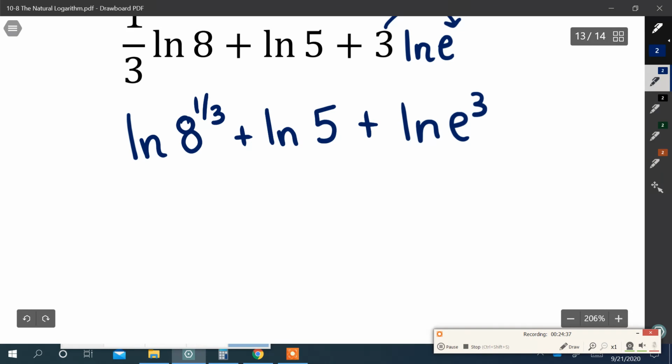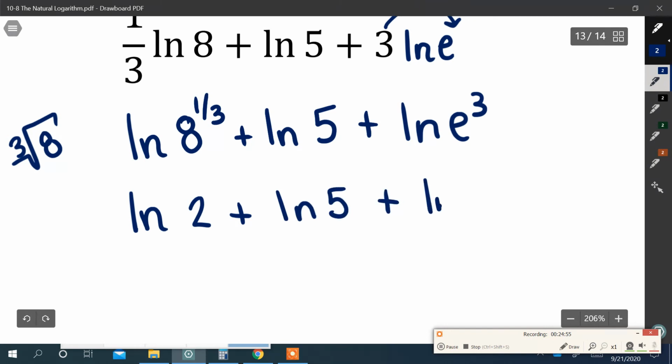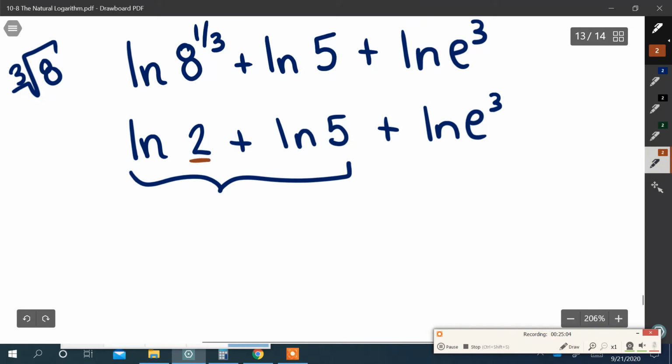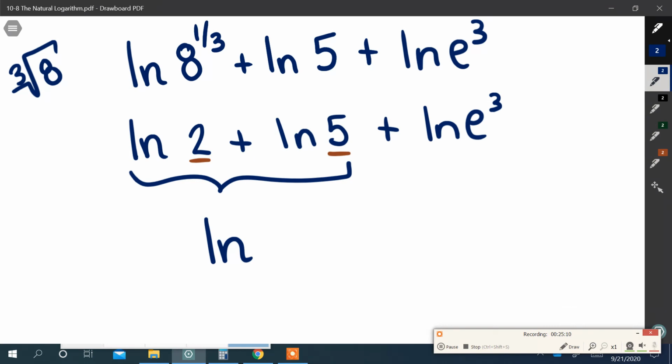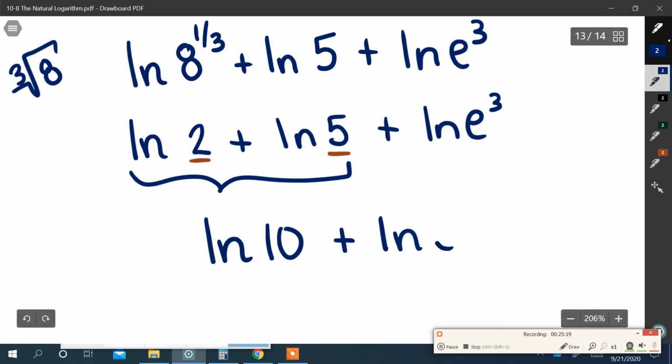Now I'm going to use my rules. First of all, a to the 1/3, that's the same as the cube root of 8. The cube root of 8 is actually 2. And then there is a rule that says that I could actually multiply this 2 and this 5. We have natural log of 2 times 5. Remember, we have to go back to the same logarithm rules that we learned before. So 2 times 5 is going to be 10, plus logarithm of e to the third.